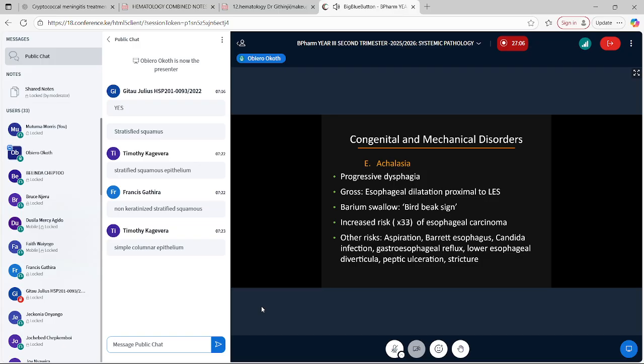This can give you esophageal carcinoma because again you're having ulcerations. You can have ulceration, you can have gastroesophageal reflux, you can have Barrett esophagus, you can have Candida infection, you can have lower esophageal diverticula, like the ones you have shown. You can have peptic ulceration, you can have even a stricture, and all these inflammatory and metaplastic lesions can progress to esophageal carcinoma.